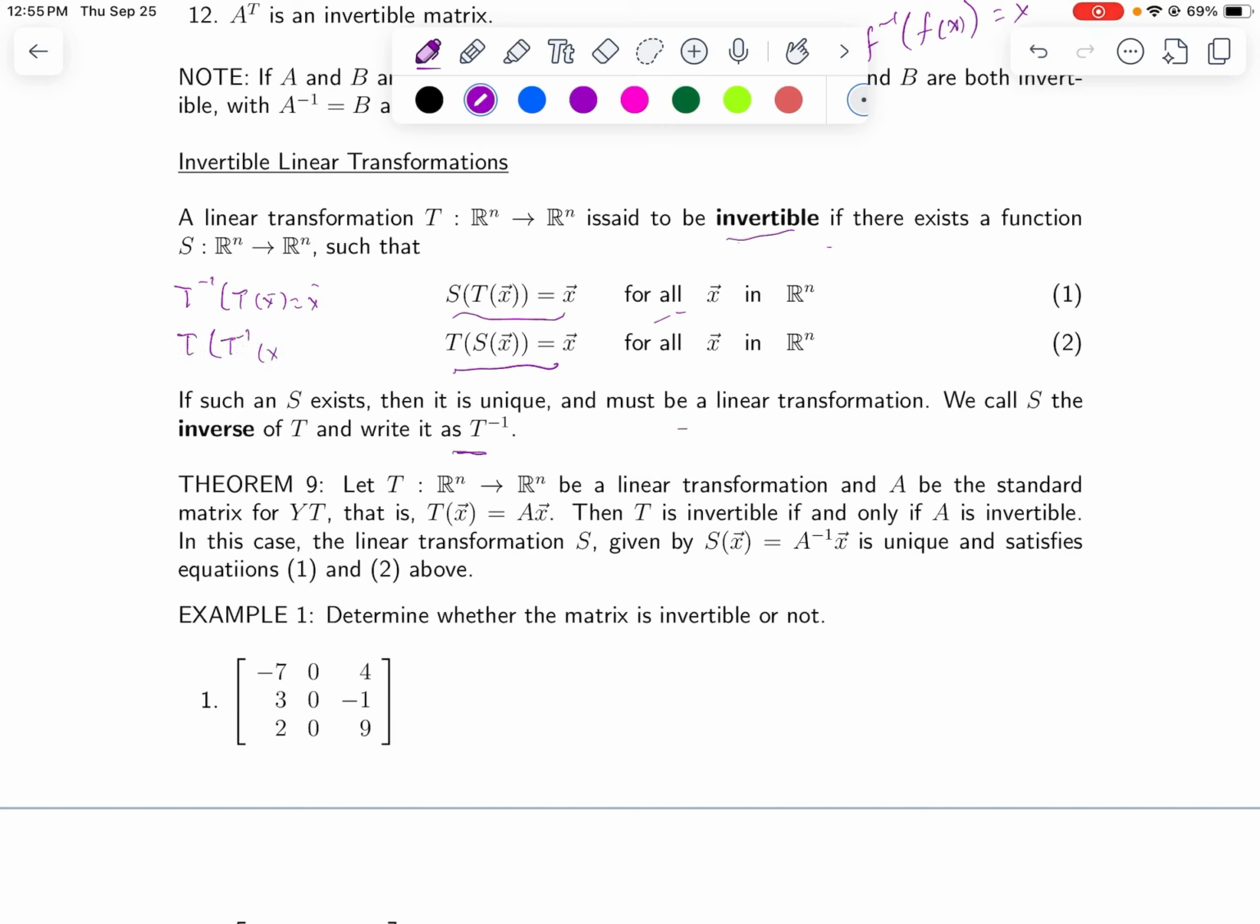We call this S the inverse of T and write it as T inverse. So the first equation could have been T inverse of T of x equals x. See the similarity with functions. The second one becomes T of T inverse of x is equal to x. The next theorem: let T from Rn to Rn be a linear transformation and A be a standard matrix for T.